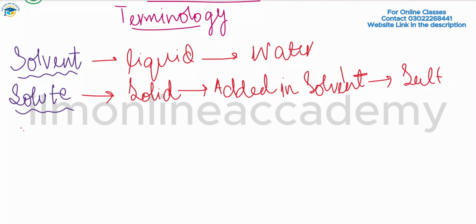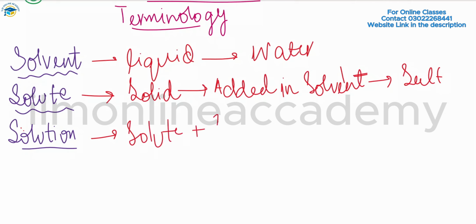Next we have a solution. A solution forms whenever the solute and solvent are mixed or added. This is the mixture formed when a solute is dissolved in a solvent. So solute plus solvent makes the solution, and an example of this is seawater. Seawater contains salt and water, so this one is a solution.